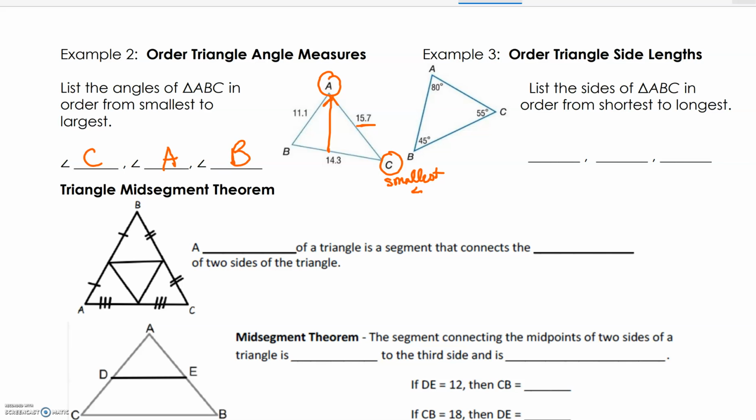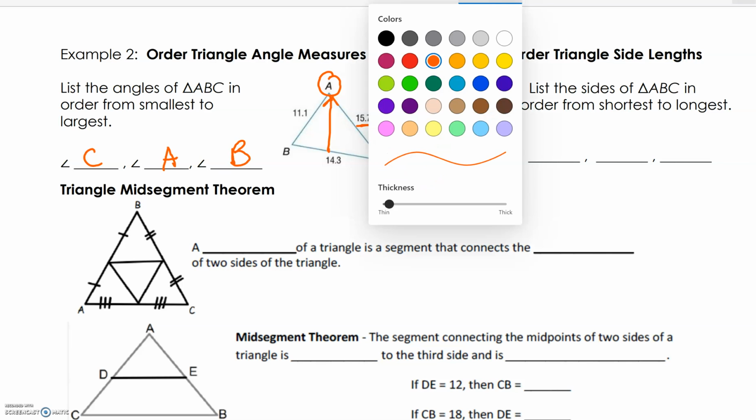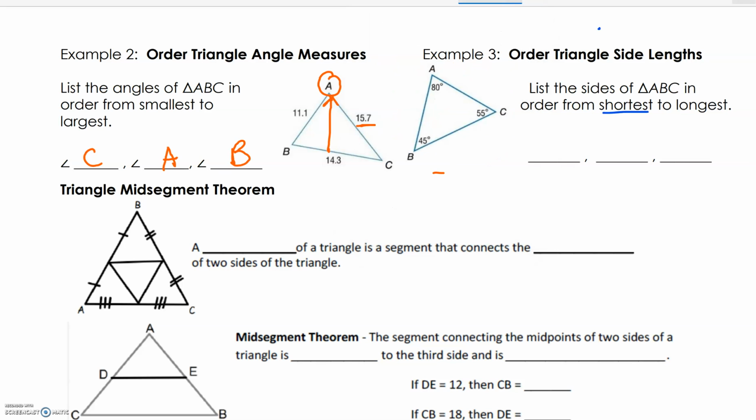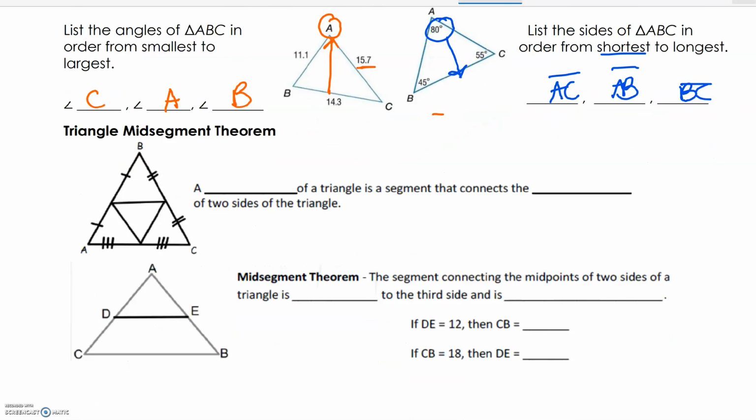And then if we are listing our sides, we're going to go across from the angles. So the smallest or shortest, we go to the smallest angle and we go across. So AC is the shortest side. Next up, 55, across would be AB. And then 80, BC would be our longest side.